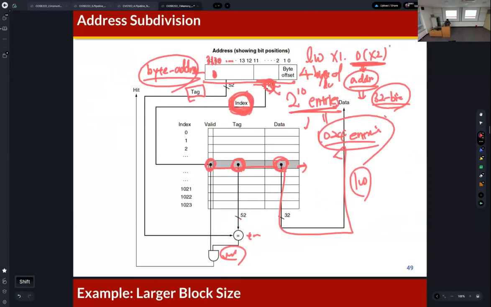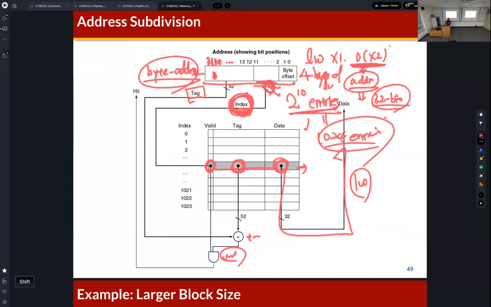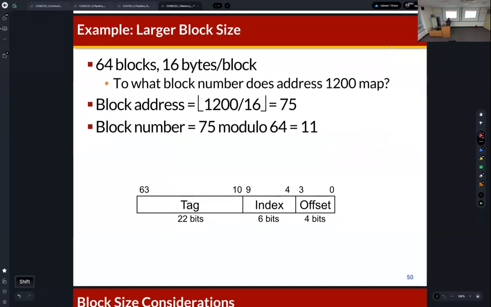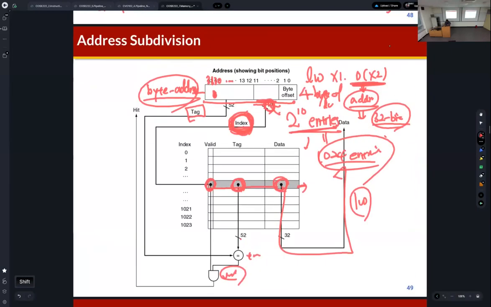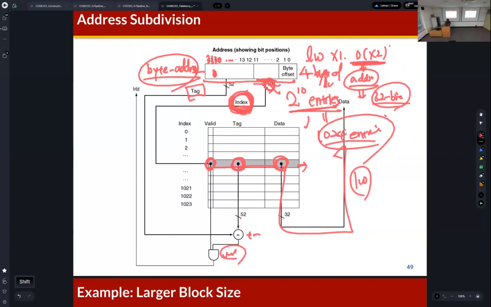In this example, a single cache block has 4 bytes of data, but we can increase the size of a single cache entry. Okay. So we can calculate the size of the cache here. How? The size of a single cache entry is 4 bytes, right? And then there are 1024 entries. So it's 4 kilobytes, right? You understand? The cache size is 4 kilobytes.